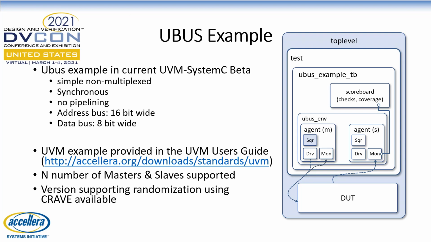So this example, as it ships with the UVM-SystemC beta, is the standard example as you know it from SystemVerilog, but it's missing randomization and coverage. What we worked on is adding a version which also supports randomization. So let's take a look at this version.